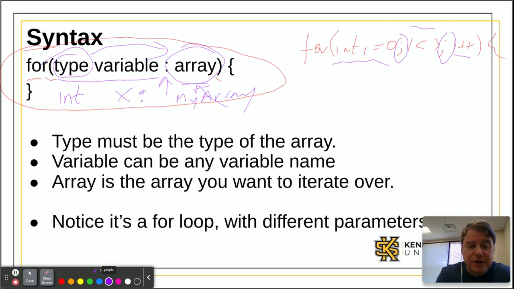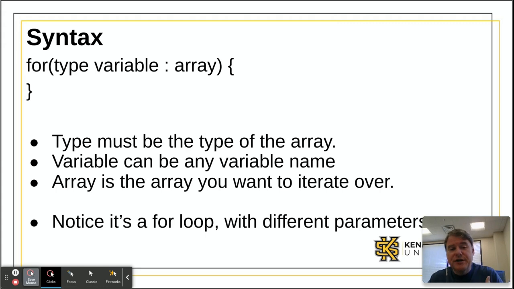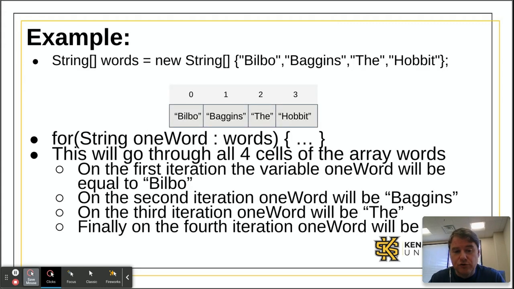And you can make the variable name whatever you want. I'm going to make it x in here. So what's going to happen is it's going to take each of the values out of myArray, and one at a time it's going to assign them to a variable called x, and then you're going to go through the loop. So a for each loop is nothing more than a specialized version of a for loop where it automatically knows how to go over an array.